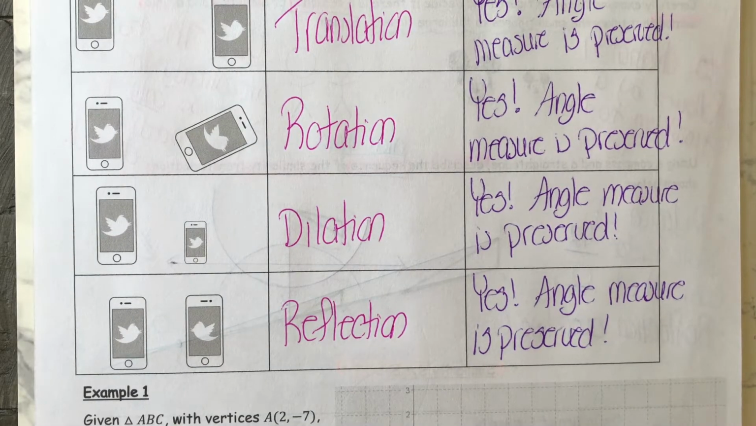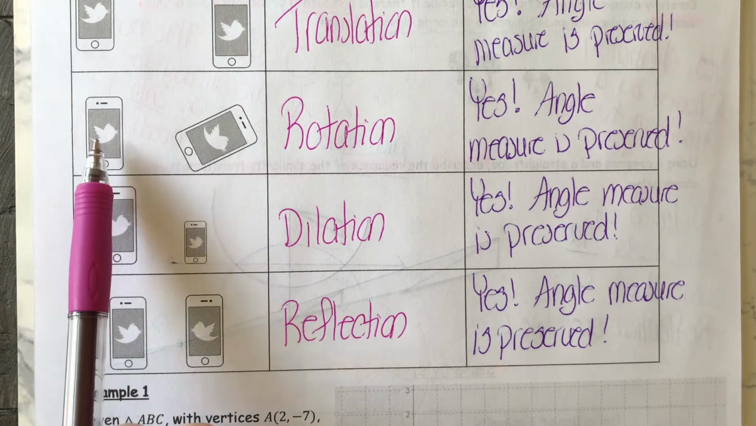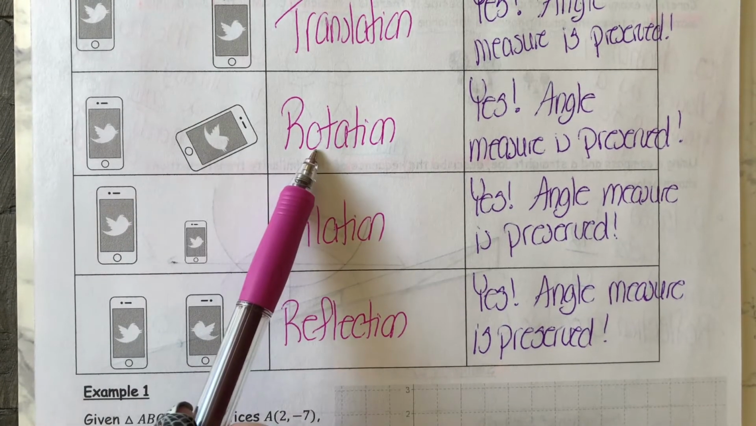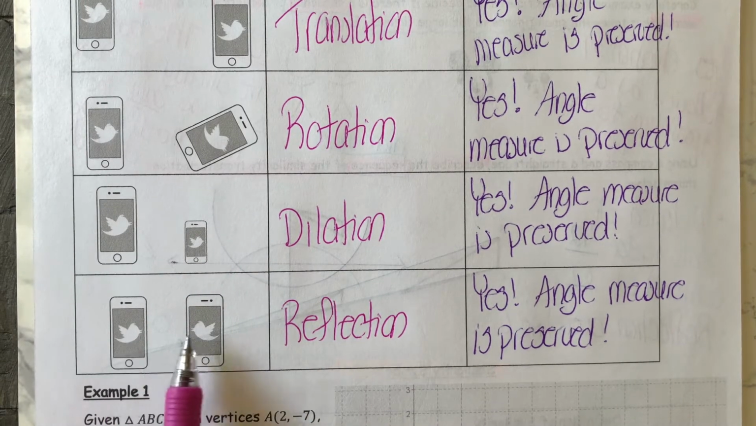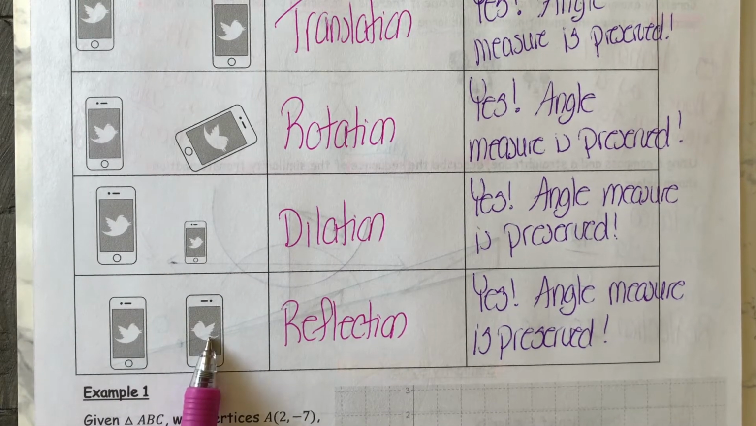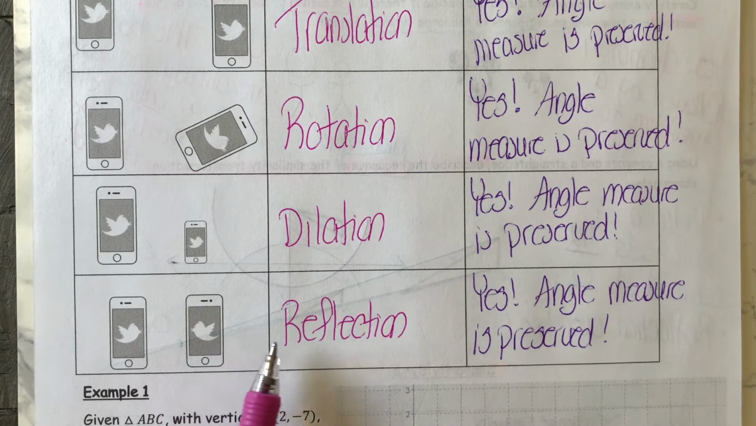All right, here were the answers. So I can see here that this cell phone just turned. That would be a rotation. This changed size, that's a dilation. And you can see that the birds are reflected here. It looks like a mirror image. So again, that would have been a reflection.